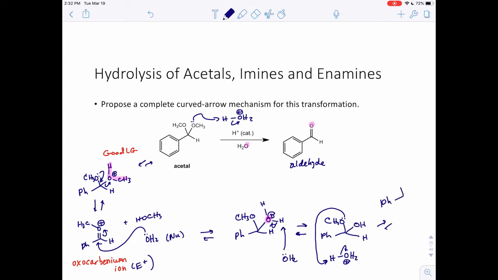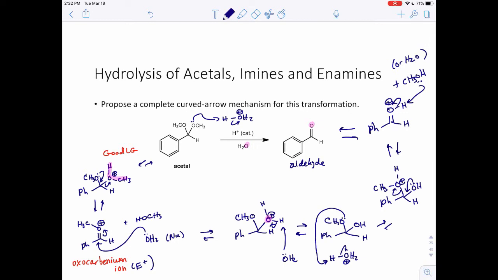Okay, we're getting close here. Now we've generated methanol, which is our good leaving group. Same deal as before. The lone pair is going to push off the good leaving group, reform the strong CO double bond, and we are simply one protonation step away. We can use the methanol we just expelled to deprotonate, or we could have used water to deprotonate and generate the aldehyde. So this mechanism is the exact reverse of acetal formation. You can check it.